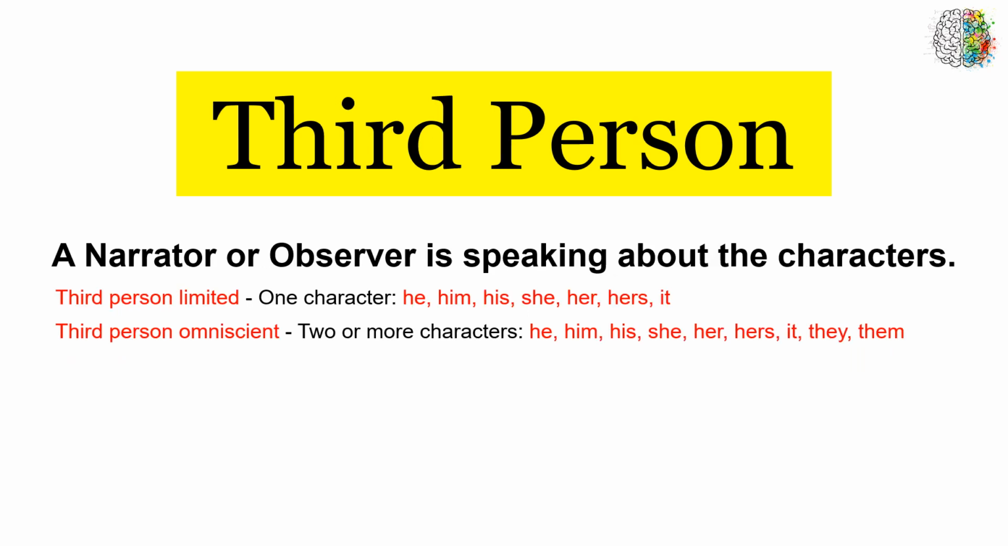Third person is when a narrator or observer is speaking about the characters. Third person limited is when the narrator is talking about one character. We can identify that with the male pronouns of he, him, and his, the female pronouns of she, her, and hers, and the non-human pronoun of it. Third person omniscient is when the narrator or observer is talking about two or more characters. We can identify that through the male pronouns, the female pronouns, the non-human pronouns, and the plural pronouns of they and them.